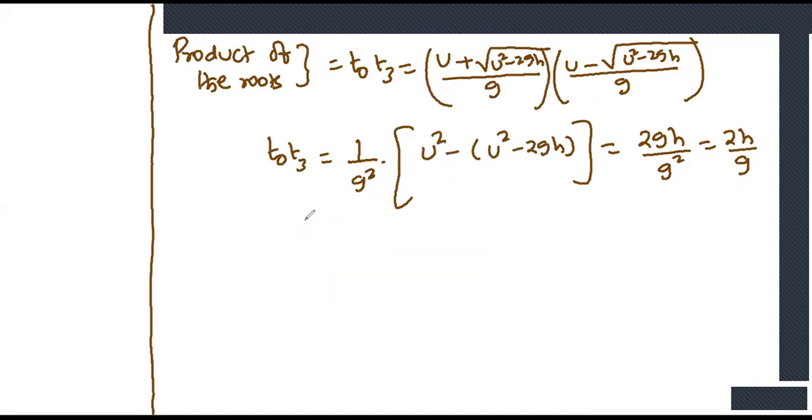So h equals half g T0 T3. From this equation, T0 T3 equals 2h by g. Cross multiply. We got it.